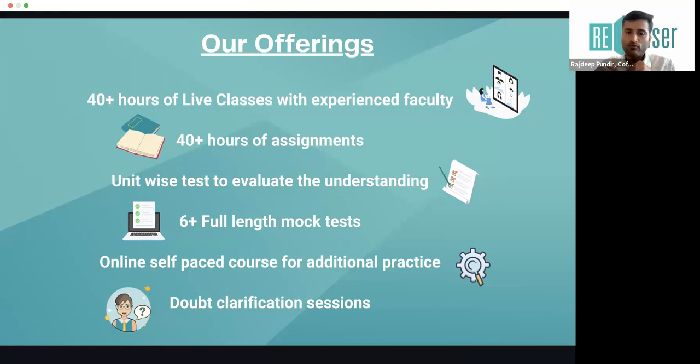Once this gets done, we move to full length tests, where we conduct at least 6+ full length mock tests, which happens towards the last part. So by March 15 is when we cover off all the topics, and the last 2 months are focused on just doing the full length tests, which are solved live with the faculty. Along with that, you also get our online self-paced courses for additional practice. You anyways have additional doubt clarification sessions that you can opt for during the entire program.